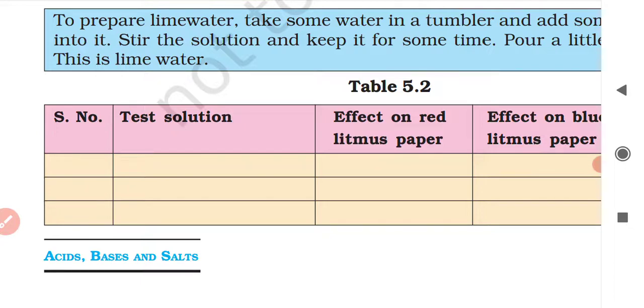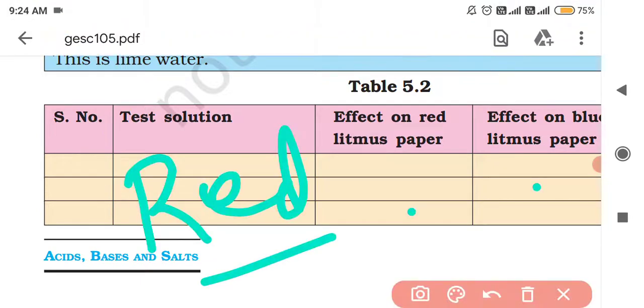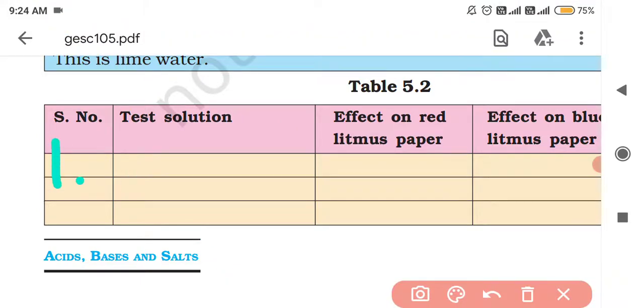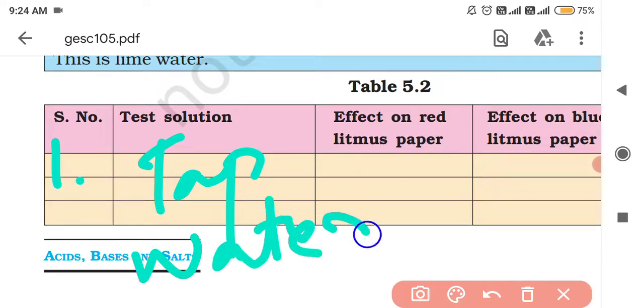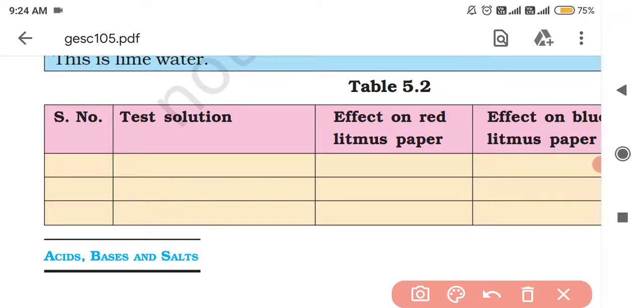What are the observations here? First of all, let us take tap water. You can use your pencil to write it in the book. And if there is no space, you can write it in your school notebook, your science notebook. First is tap water.